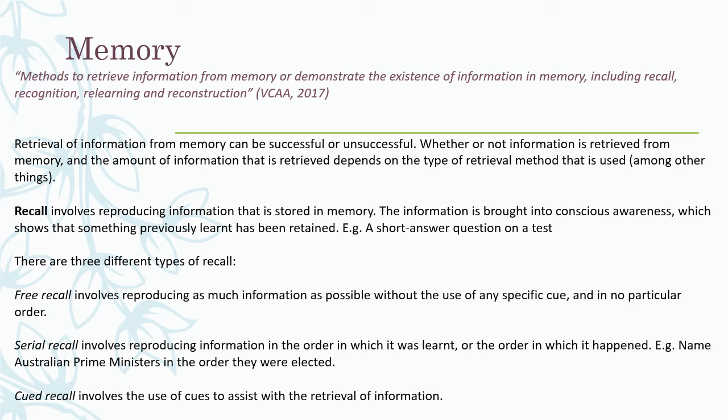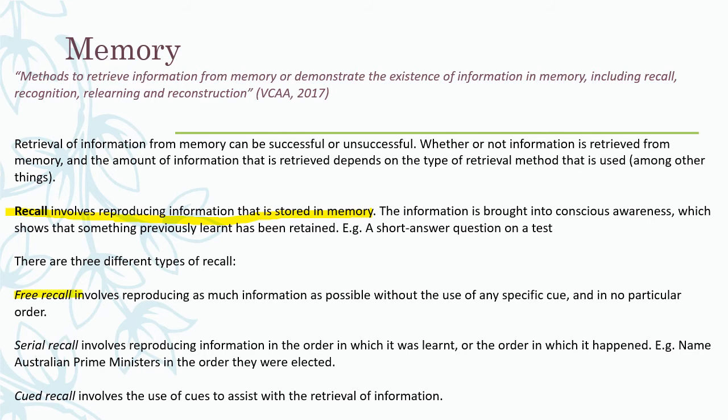So the different types of retrieving memory. Retrieval of information from memory can be successful or unsuccessful. Whether or not information is retrieved from memory and the amount of information that is retrieved depends on the type of retrieval method that is used. Recall involves reproducing information that is already stored in memory. The information is brought into conscious awareness, which shows something previously learned has been retained. There are three different types of recall.